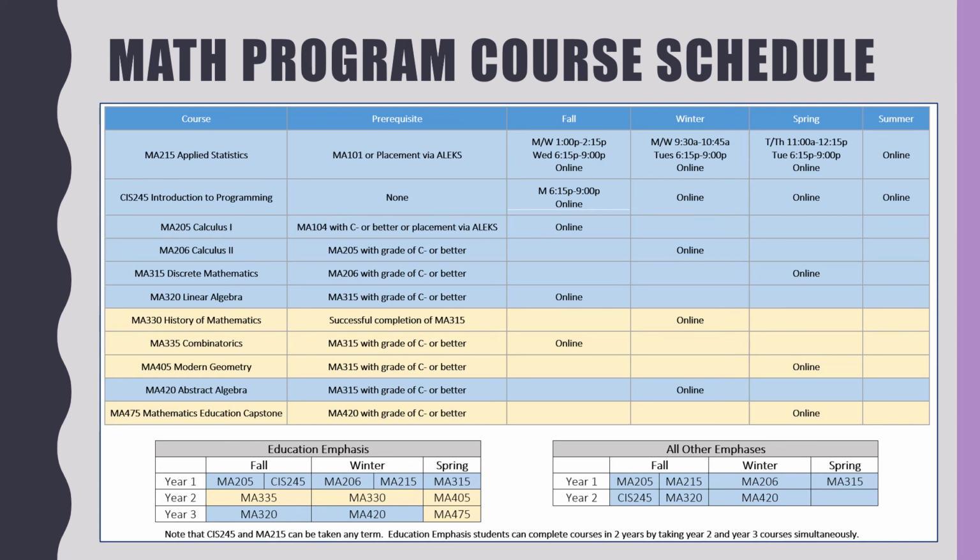The last thing to point out that is very important is, as you can see from the prerequisite column, MA 315 is a prerequisite for the majority of the remaining courses. So please do be sure when you're sitting down with your student coach to plan out your academic schedule that you complete MA 205, MA 206, and MA 315 in that first year so that you have the freedom to complete the other courses whenever it fits into your schedule.